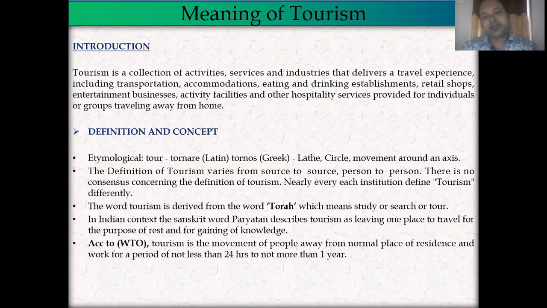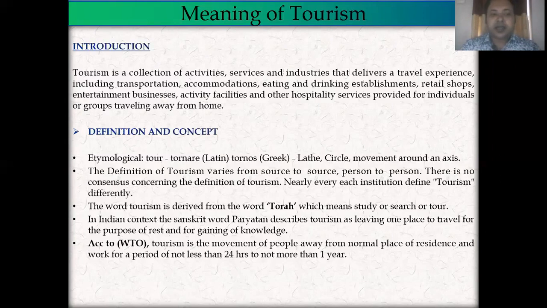Tourism is a collection of activities, services, and industries that delivers travel experiences, including transportation, accommodation, eating and drinking establishments, retail shops, entertainment, and business. So many sectors are basically included in the tourism sector. Tourism refers not only to refreshment purposes, but also to historical purposes. Someone can visit friends and families, as well as natural attractions, whatever they want to see from their own point of view.